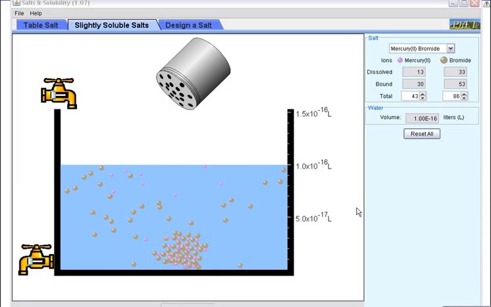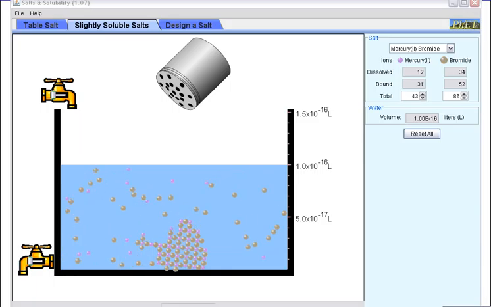If it is slightly soluble, like this mercury bromide, all halides are soluble except for mercury, silver, and lead. So this is slightly soluble. That means that as the water pulls some of these anions and cations apart, those cations and anions are attracted to one another and go back to being a solid. This means that this salt, mercury(II) bromide, is slightly soluble.